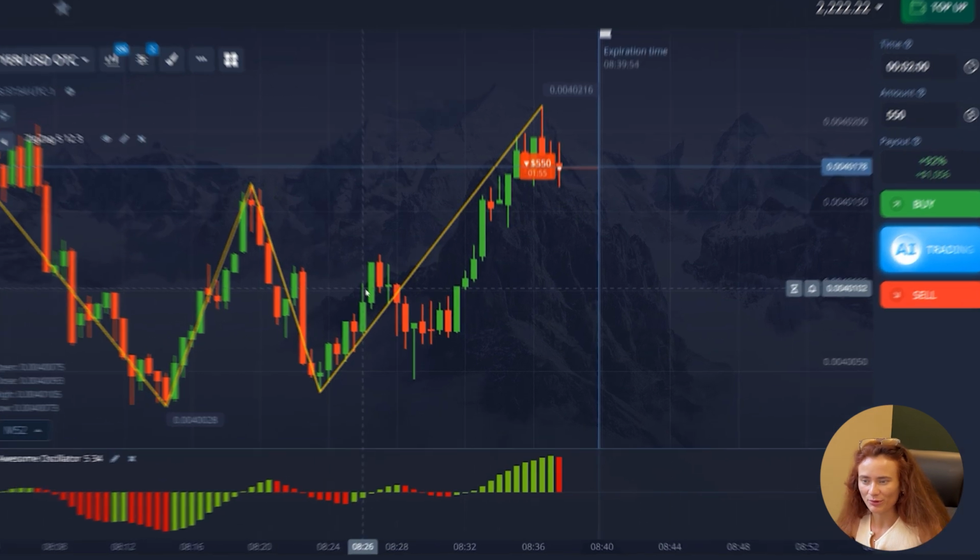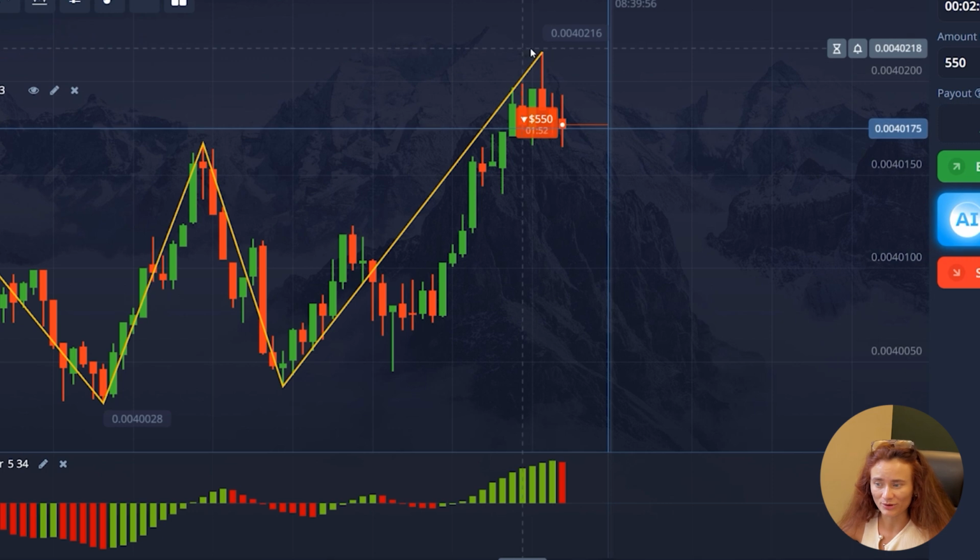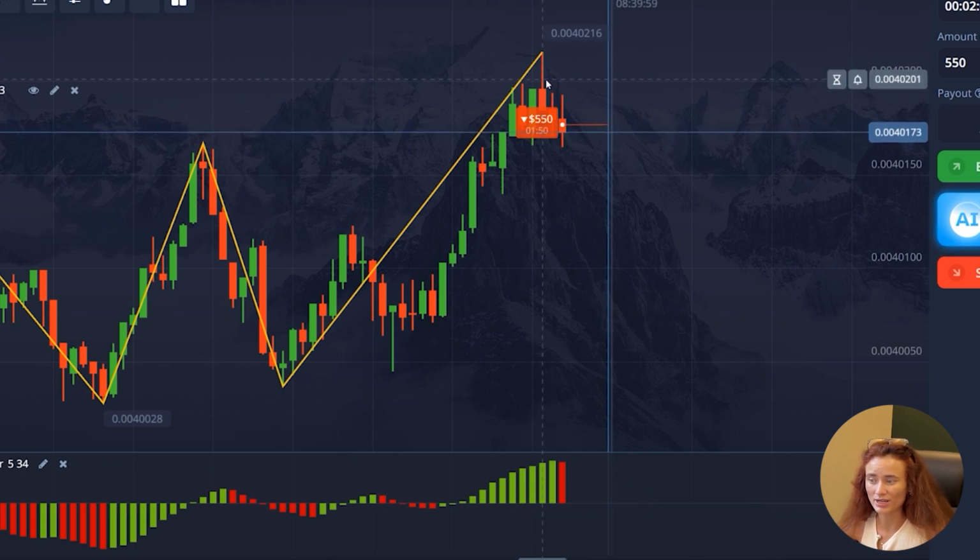As you can see, both indicators point at the beginning of a decline in price. I think this is a safe situation and the price will fall.